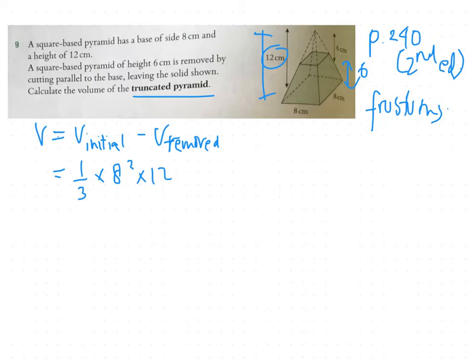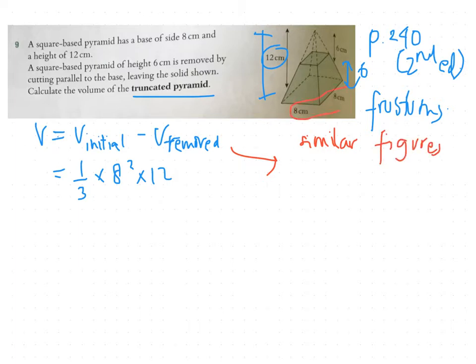But how do we find the volume of the removed pyramid? We know the height, which is 6, but we don't know the base area. So what should we do? Because of this, very similar to the surface area problems like last time, what we can do is use similarity, or similar figures, once again.